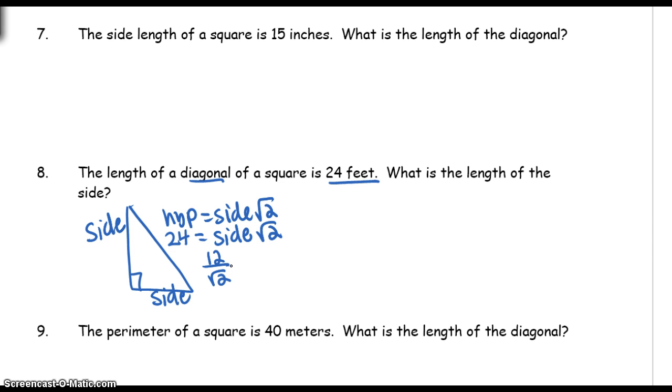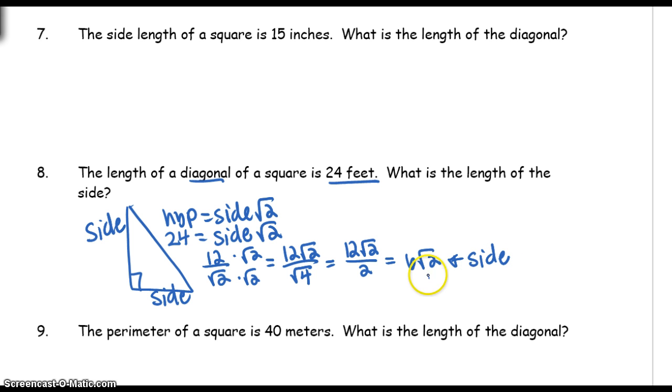But you cannot leave that. No radicals in the denominator. So let's multiply the top and bottom by the radical. So on the top we have 12 root 2. And on the bottom we have the square root of 4. But we know that the square root of 4 is 2. So we have 12 root 2 over 2. And we know that 12 and 2 are outies. So 12 divided by 2 is 6. So that is going to be the length of one of the sides. And we need to write feet.